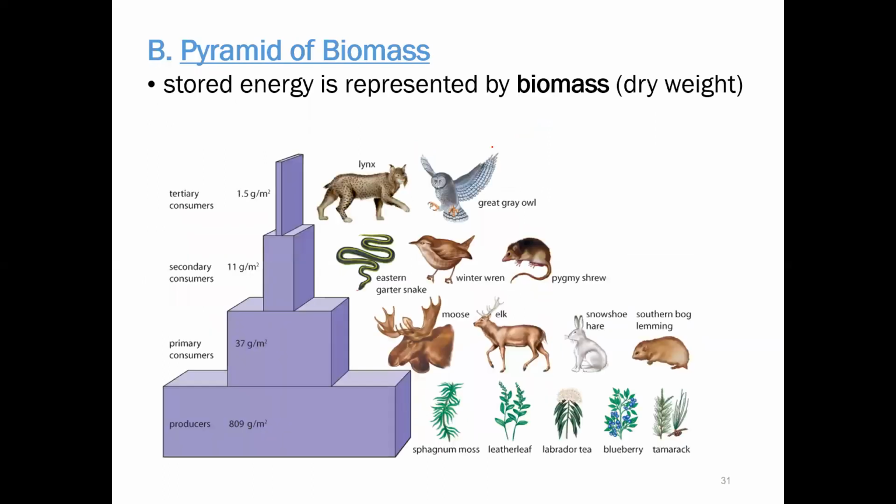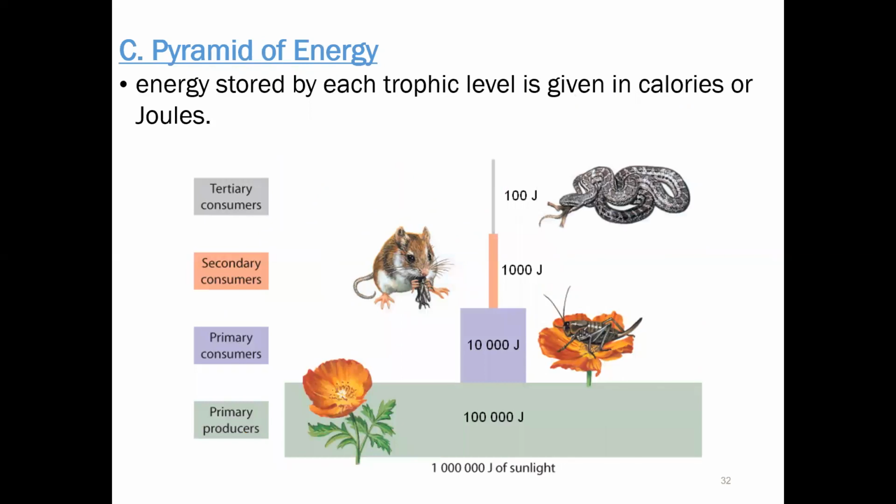Pyramid of biomass is just the dry weight. So if we take all the water out of this lemming and weigh it, now look at the units, grams per meter squared. And again, we get a pyramid. Pyramid of energy, though, is the most specific one. It counts the joules. And we will always get a pyramid that looks like this, where we're measuring energy.